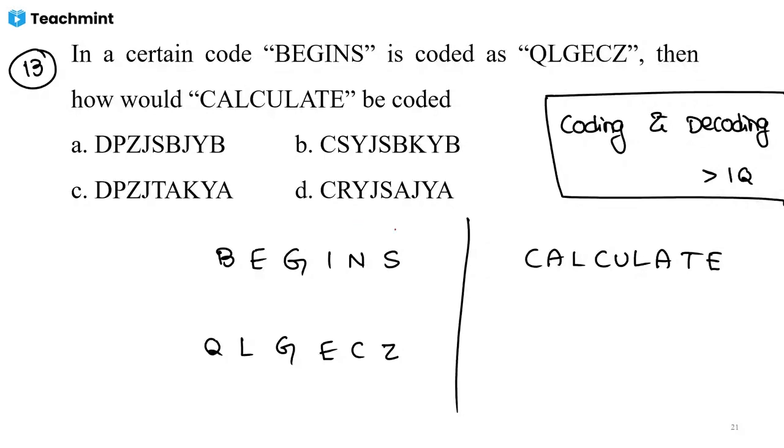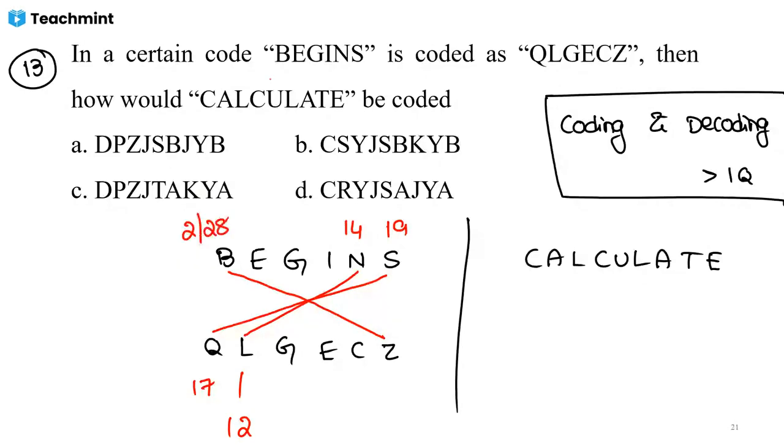Here, it is from back to front. Here 19, here 17, minus 2. N is 14, L is 12, minus 2. So back to front, minus 2 I have to do. B is 2 or 28 also. We know A is 1, B is 2, and so on, Z value 26. Again, A can be taken as 27, B can be taken as 28. If required, Z can be taken as 0 also. 0 or 26. See, it's minus 2 logic.